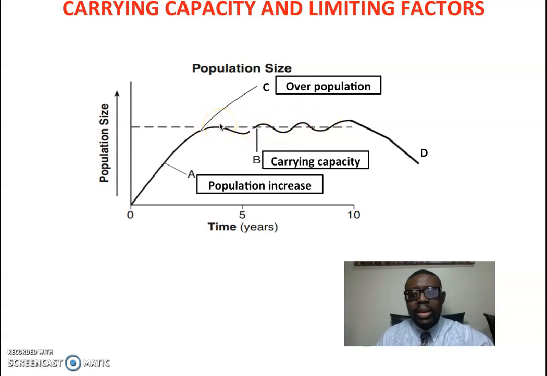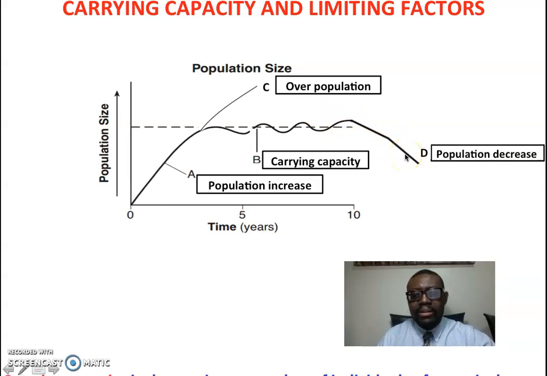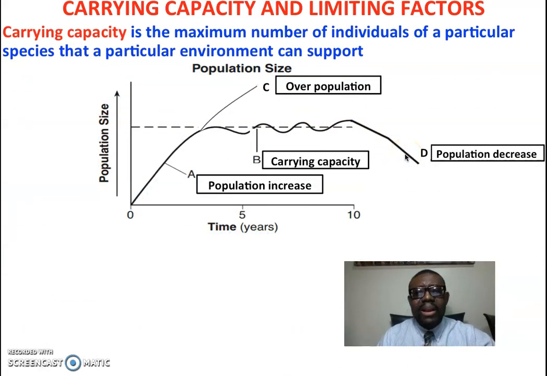For example, in a classroom setting where you have 32 seats, the carrying capacity of the classroom is 32 students. So beyond 32 students, you are going into overpopulation. Point D means the population is decreasing, the population is going down. All right, so that's carrying capacity.